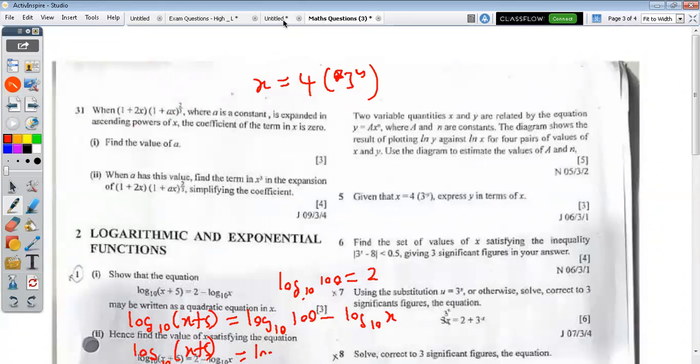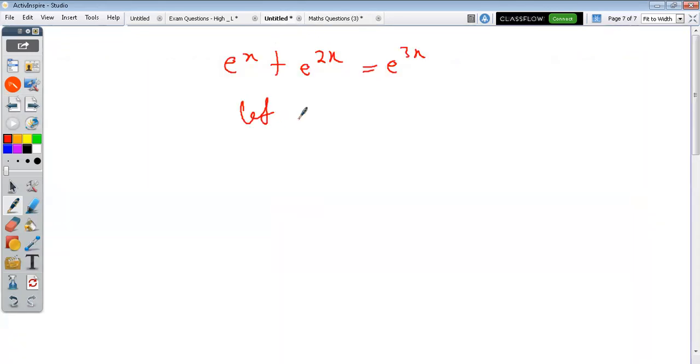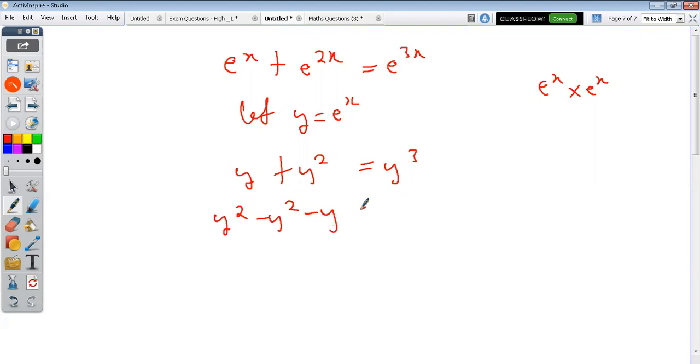What you can do is you can say let y be equal to e to the power of x. Remember, e to the power of 2x is the same as e to the power of x multiplied by e to the power of x. Also, we add this. So it means this is y plus y squared is equal to y cubed. Then moving things to one side, y cubed minus y squared minus y is equal to 0. Then you can factor out y here. Then we have y squared minus y minus 1 is equal to 0.